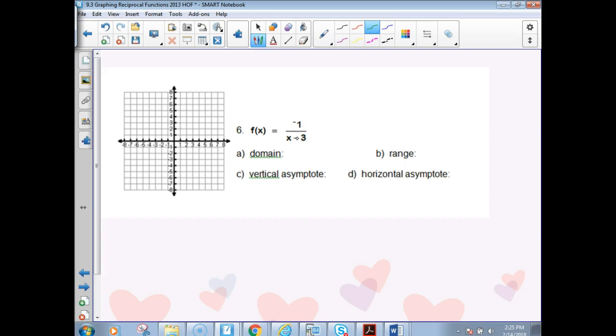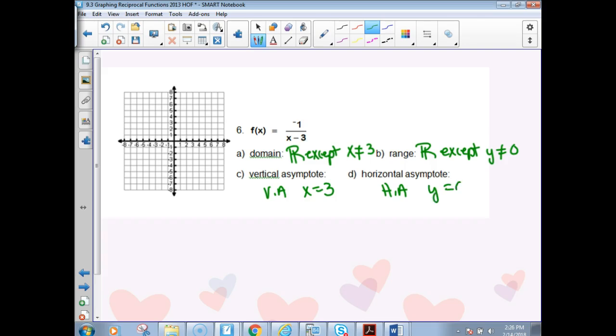I got another one with negative 1, which means I'm not going to have a lot of nice points to plug in. But I can see the domain excludes 3, so all reals except x cannot equal 3. And the range, all reals except, well, what can't you have? There's no k, so it's got to be 0. Except y can't equal 0. The vertical asymptote is going to be at x equals 3, and the horizontal asymptote is going to be at y equals 0. So I am going to go ahead and dash my x-axis.